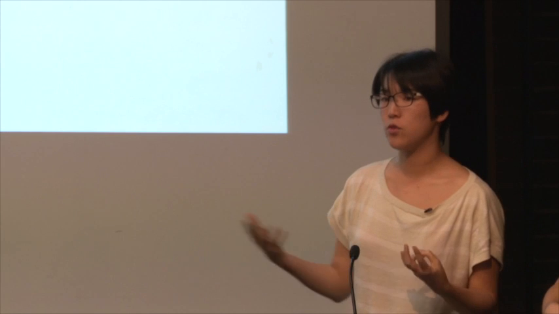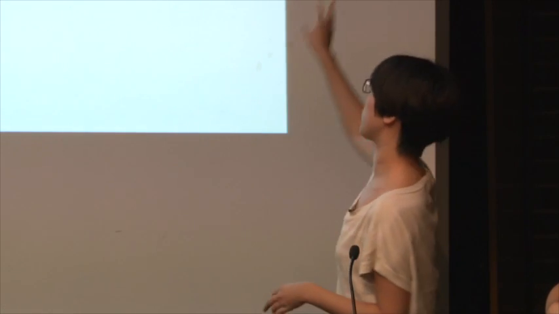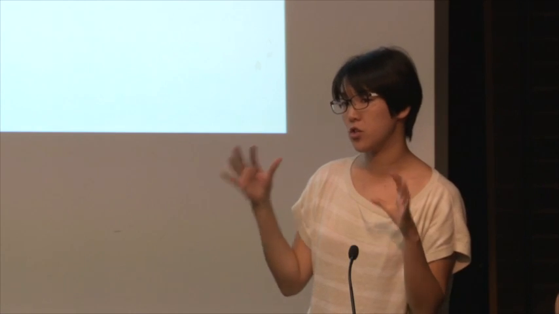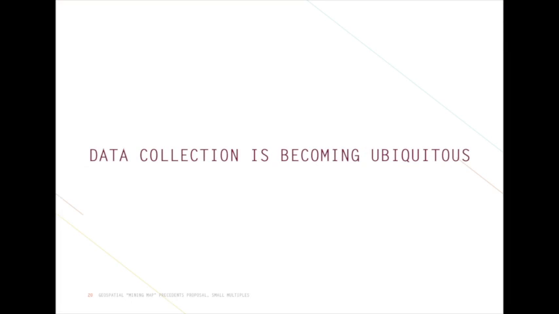Also, there are different levels of where you can get the data. So everything from the state, the city, the electorate, all the way down to your block and the individual. So as history has progressed, most of the data is usually on this side. So lots of summaries, censuses, big surveys and so forth. But more and more we're actually learning more about the individual. The trend is that data collection is becoming very ubiquitous.